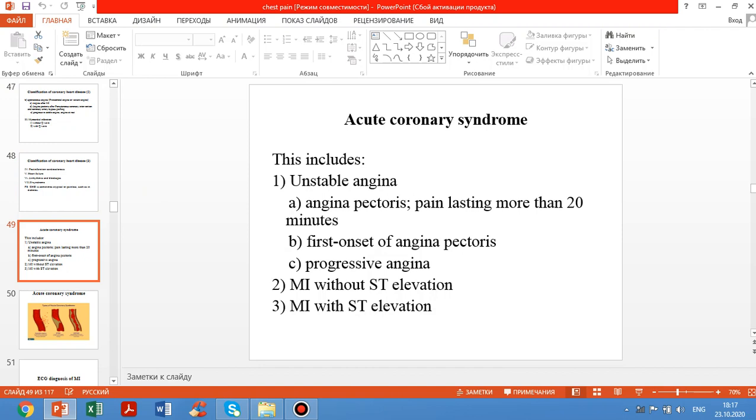What is acute coronary syndrome? This includes unstable angina pectoris, pain lasting more than 20 minutes, first onset of angina pectoris, progressive angina, myocardial infarction without ST elevation, and myocardial infarction with ST elevation.